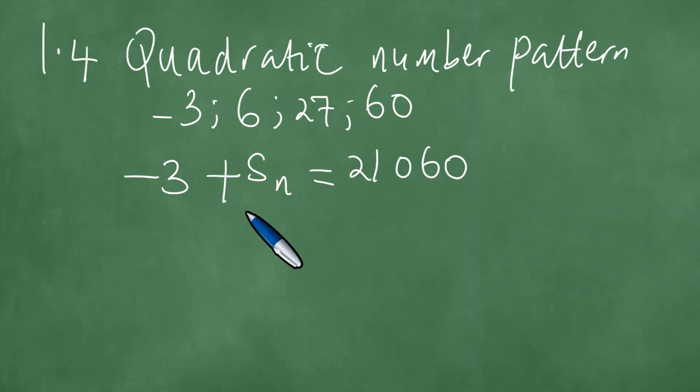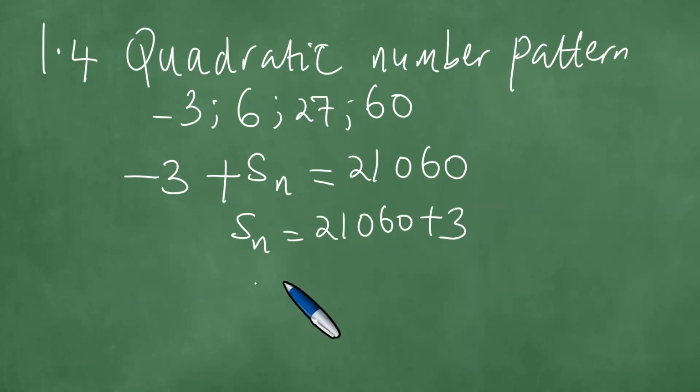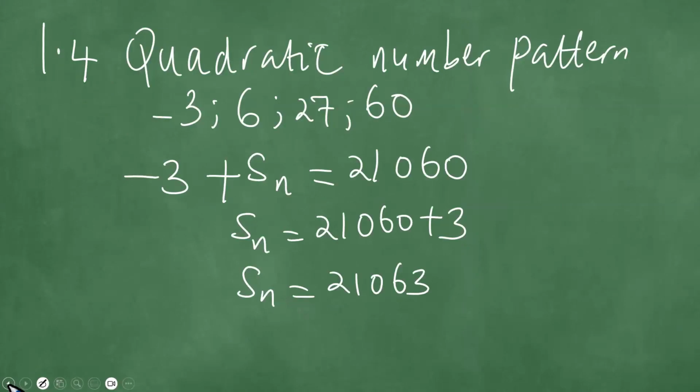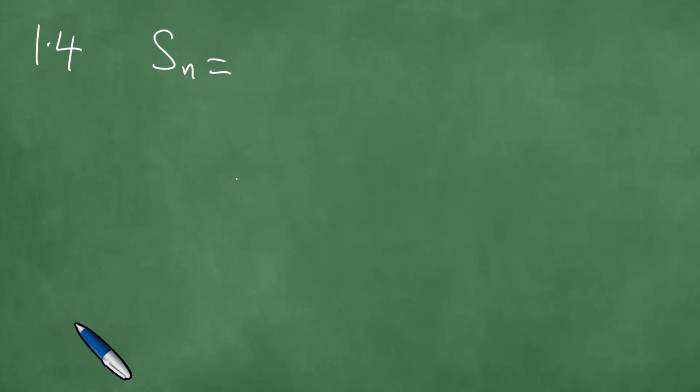So because of this, we remember the terms that we added. What is this Sn from our question? So we know what Sn is from our question. Okay, but also we can move the -3 to the other side so that it becomes plus 3. And therefore, it becomes Sn equals 21,060 plus 3. So now 1.4 gives us Sn equals 21,063.